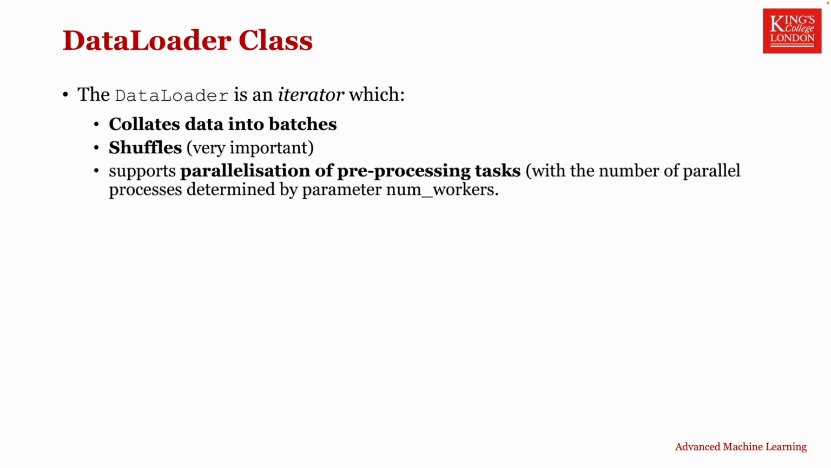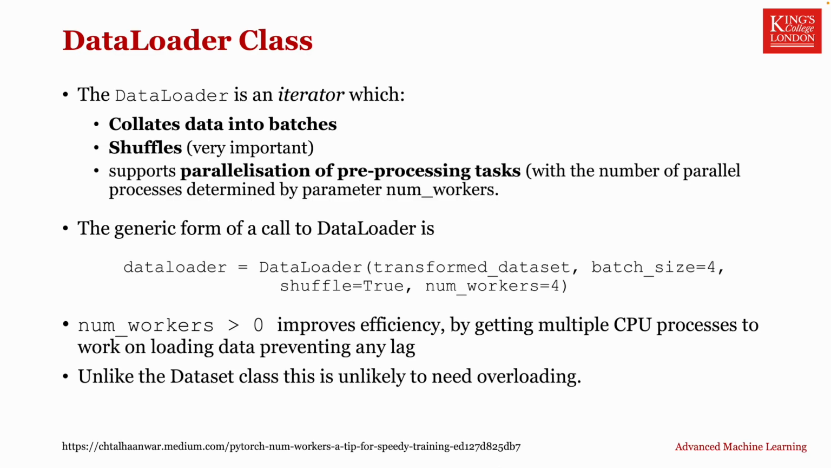Next, the data loader is an iterator which collates data into batches, shuffles input data to prevent memorization, and coordinates parallelization of pre-processing tasks through scheduling. While you are required to create bespoke datasets which inherit from the base class, you'll typically just use the generic data loader and call it in the following way, telling it whether you want to shuffle and what the batch size should be.